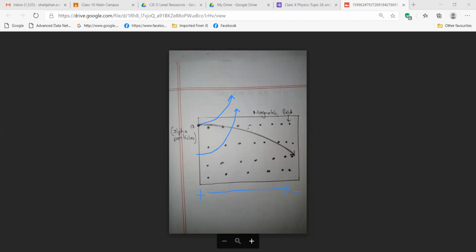It is actually for alpha particle. The way you drew, it should be for alpha particle, but it should be upwards. Okay, now it's clear. Yes, sir, it's clear. Okay, now we are going to other questions.